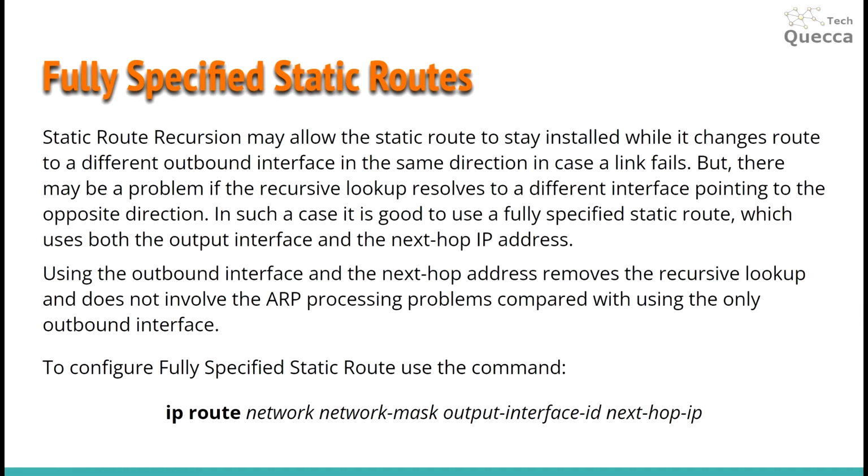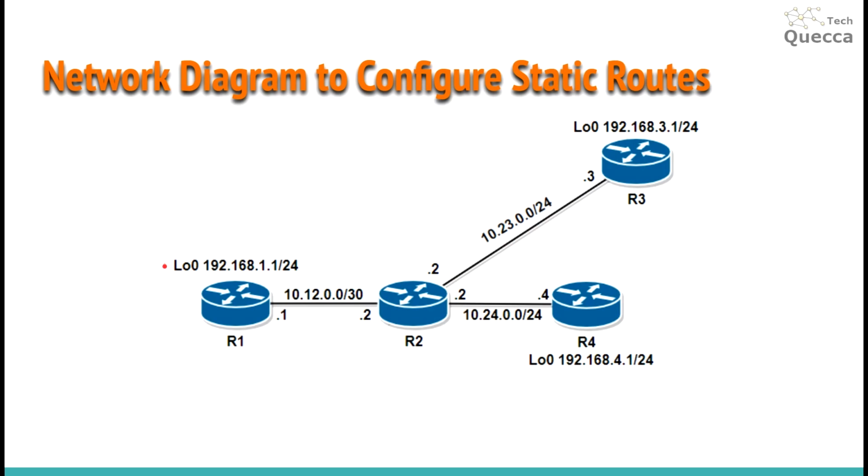And now let's do an example where I'm going to use all these mentioned static routes. So this is the network which I'm going to use for this example. I have 4 routers. I'm going to configure loopbacks on routers R1, R3, and R4. And I'm going to use directly attached static routes on R1, recursive static routes on R3, and fully specified routes on R4. In my virtual environment, I don't have serial interfaces, so I'm just going to use Ethernet and configure these directly attached static routes just as an example.